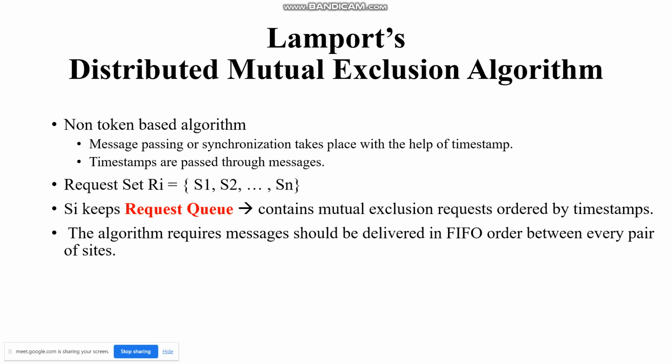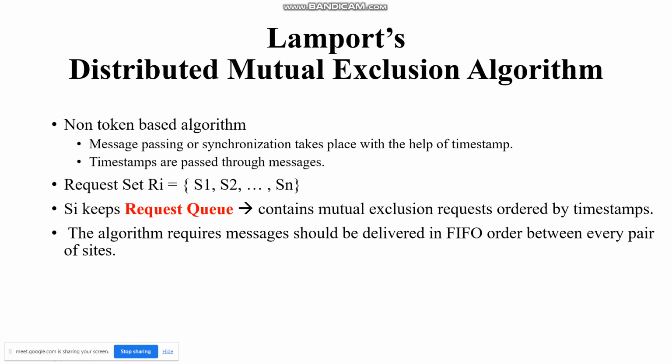And one more thing: Lamport's algorithm requires that every process maintains a timestamp. Whenever it transmits a message, each message has two fields. One is called the timestamp and the other is called the process identifier. So timestamp and process identifier are the two major fields of the request messages.